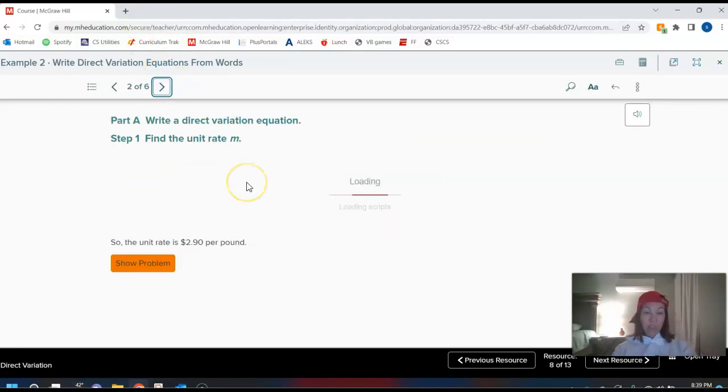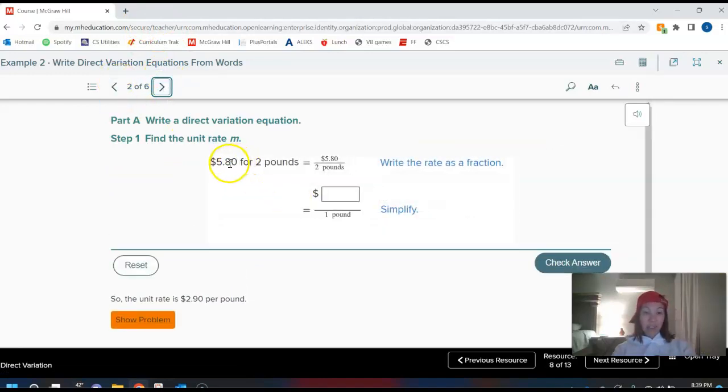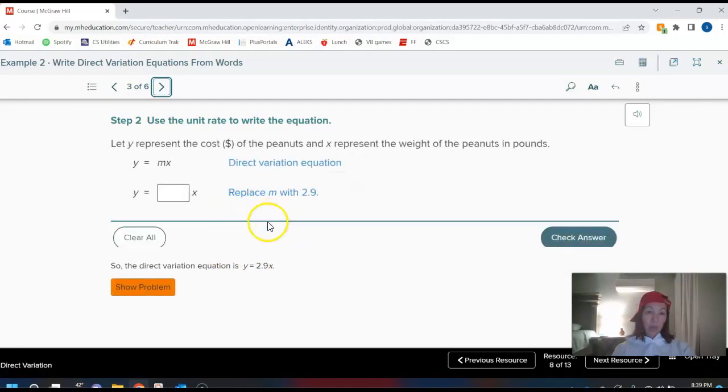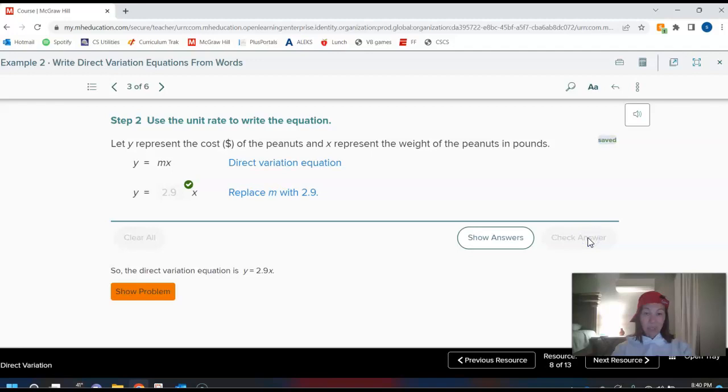So first, let's find the unit rate. If it costs $5.80 for 2 pounds, then how much is it for 1 pound? If we just divide that, then we see that it would be $2.90. We could put that extra decimal there. So the unit rate, again, is when x is 1. So when the pounds is 1, what is the cost? $2.90. So our unit rate is $2.90, or 2.9. So we can write the equation and replace m with 2.9. That's all we have to do there.